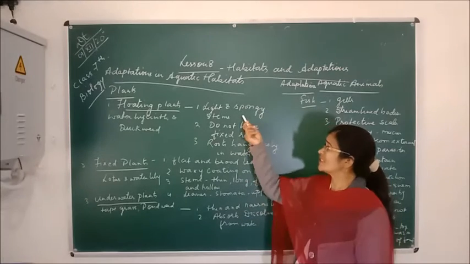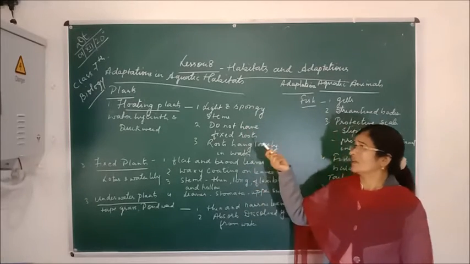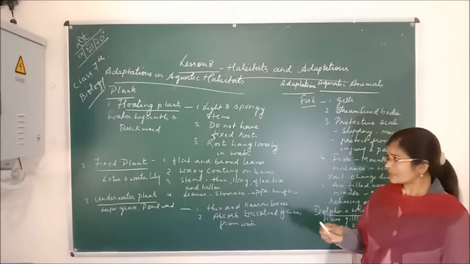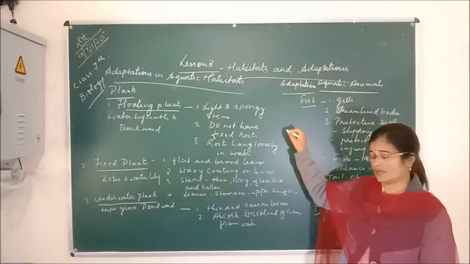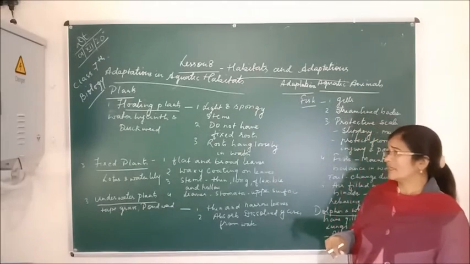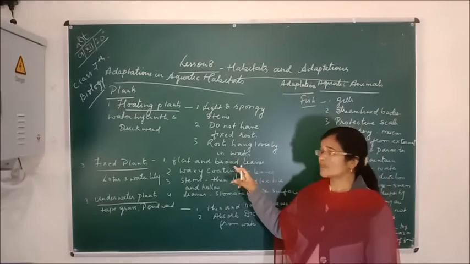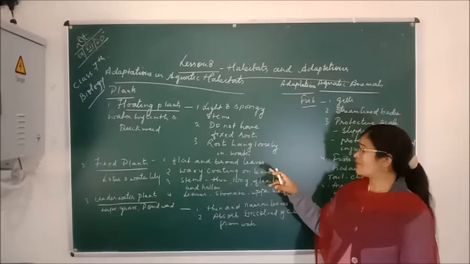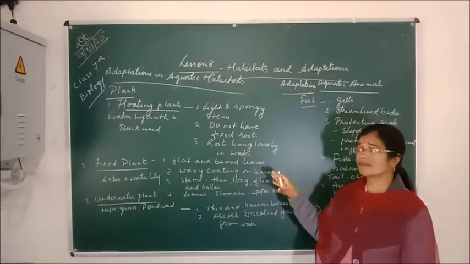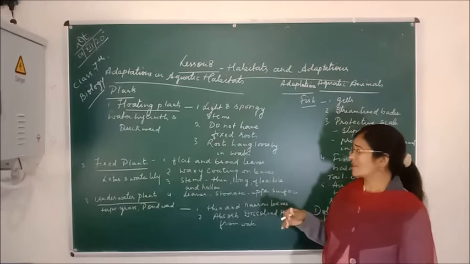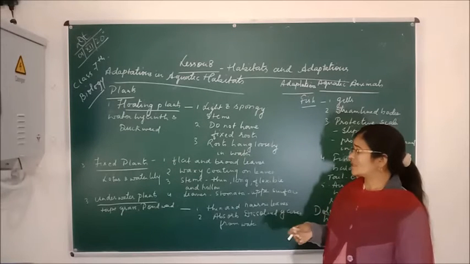So these three features are the features of the floating plants like water hyacinth and duckweed, which help them to survive in the water. Second, I will take fixed plants. The characteristic features which we see in the fixed plant: first, they have flat and broad leaves. Means their leaves are broad and flat. That's why they can easily stay fixed on the surface of water.